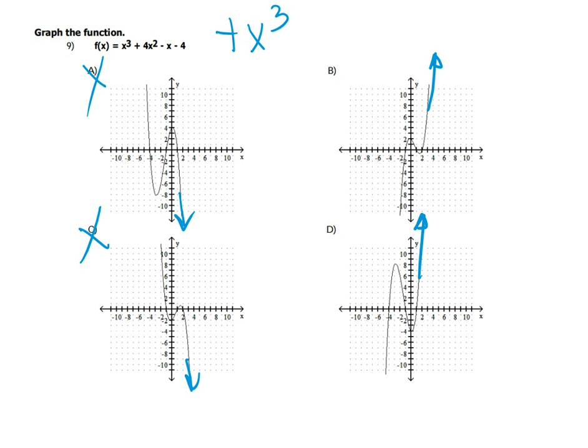Okay, so what I need to do is find a point to help me determine this. The easiest point to go with would be the y-intercept, which is when x is 0. If you stick a 0 here and a 0 there and a 0 there, you're just going to be left with -4. So the y-intercept is at (0, -4). (0, -4) on this graph is right here, and (0, -4) on this graph is right there. And you can see that there is an actual point on D. B does not have that point. So that is the answer.